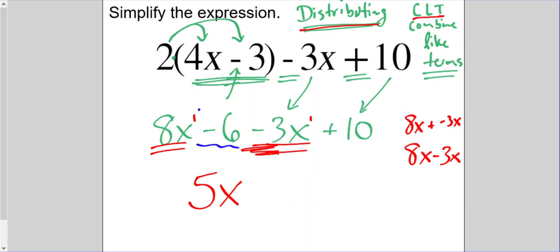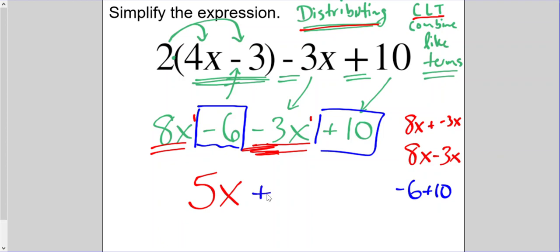Then I have a negative 6. That sign in front of the number is always attached to it, and a positive 10. So negative 6 plus 10 is a positive 4. I'm going to rewrite that in one color just to make it a little bit nicer. But that is my final answer, 5x plus 4.